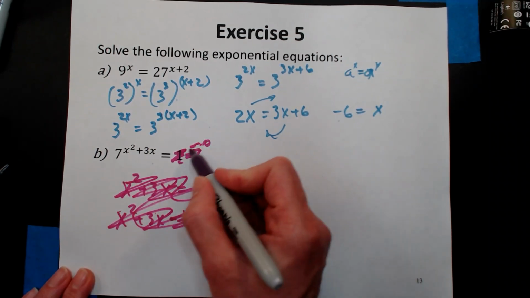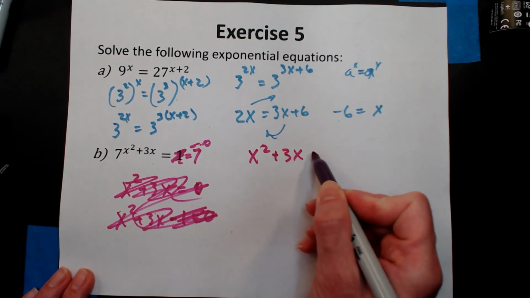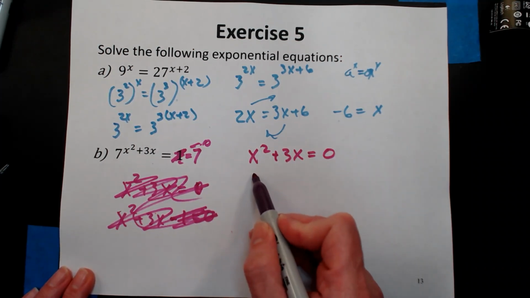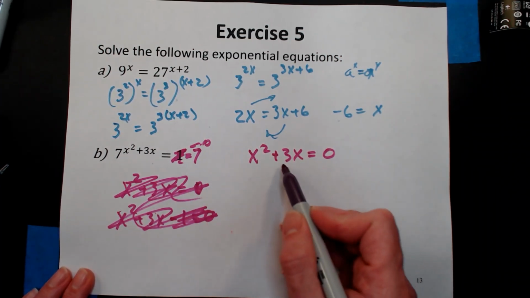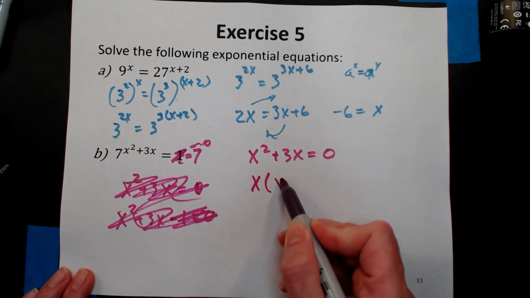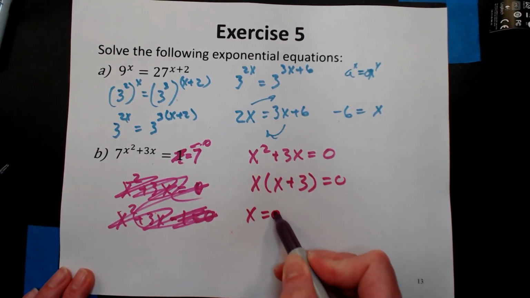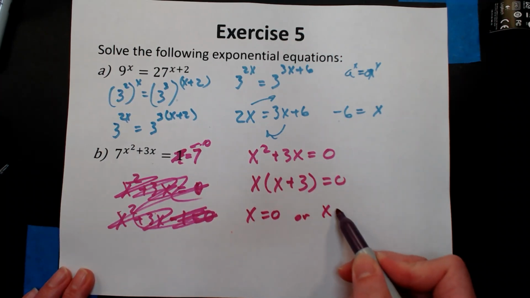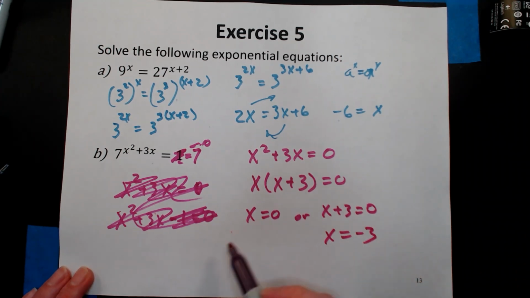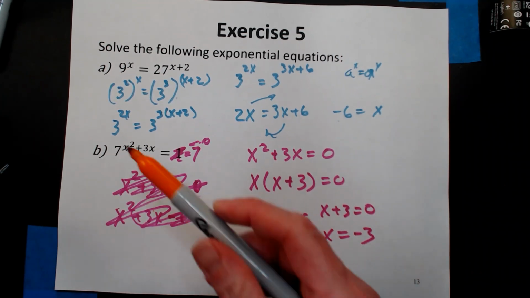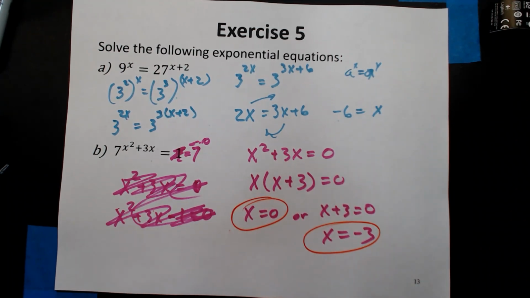All right, trying again. So we set this, so that means we're going to have x squared plus 3x equals 0, not 1, because 7 to the 0 power gives us 1. So now we're going to factor out that x, and so we're going to have x times x plus 3 equals 0. So that means x equals 0, or x plus 3 equals 0, so x equals negative 3. So we have two answers for this one, and that's pretty apparent because it's quadratic. So x could be 0, x could be negative 3.